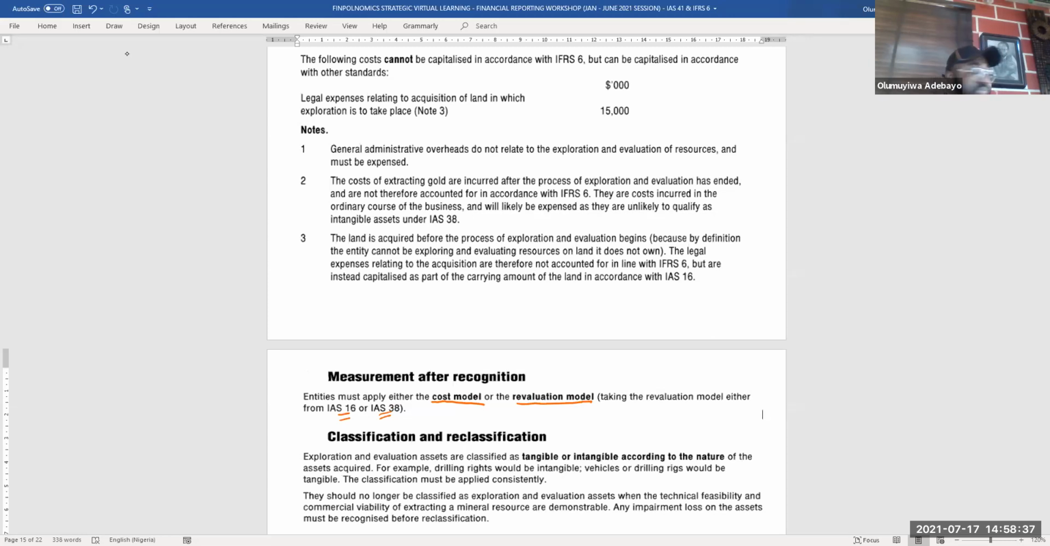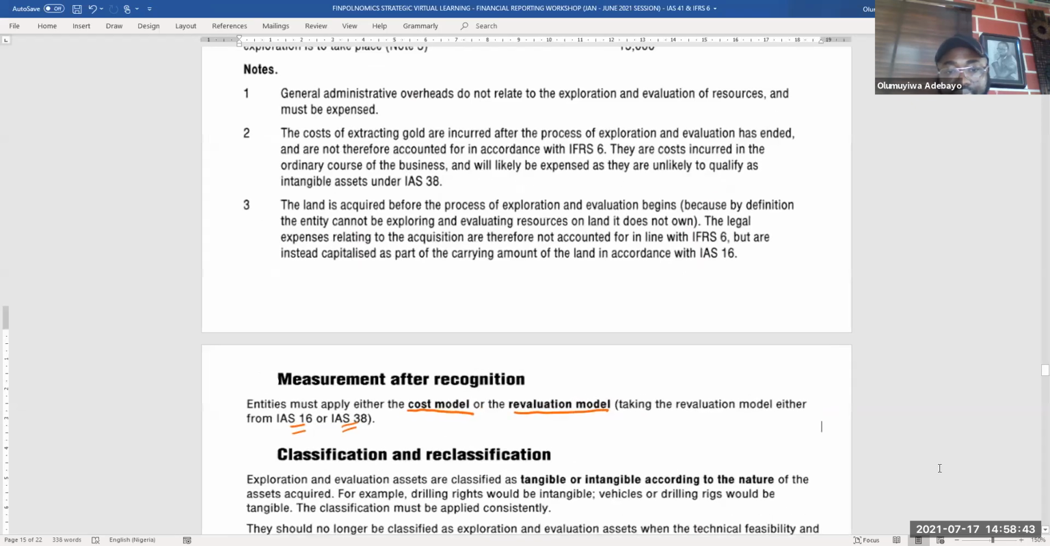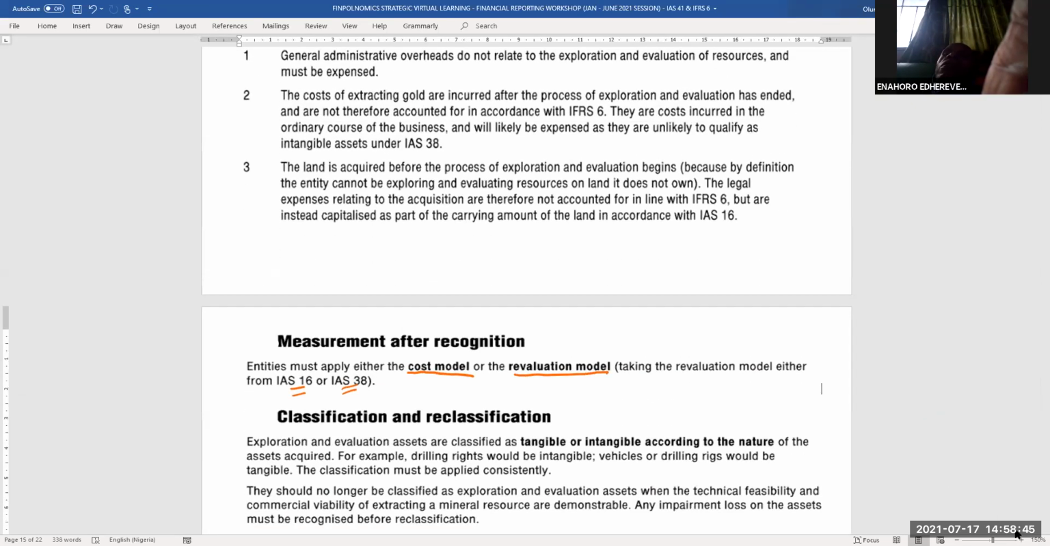Can somebody read that up? Reclassification. Classification and reclassification.